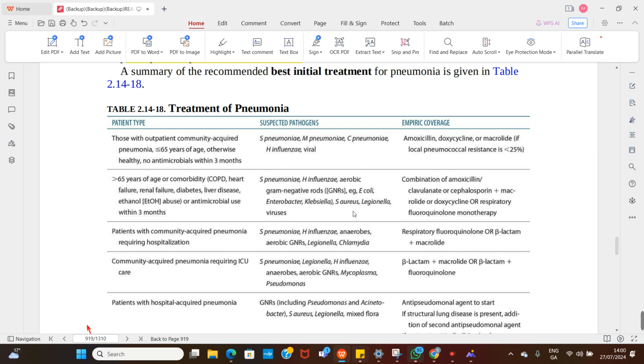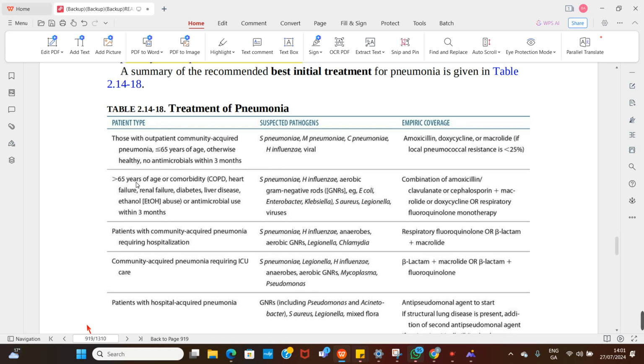You don't need to cram all these organisms. Nobody is going to ask you. But you must know the empiric drugs you have to give them. So it's going to cover for all these. The atypical ones and the typical ones, all of them can be the cause of pneumonia. So you give them the MAD, any of the MAD.